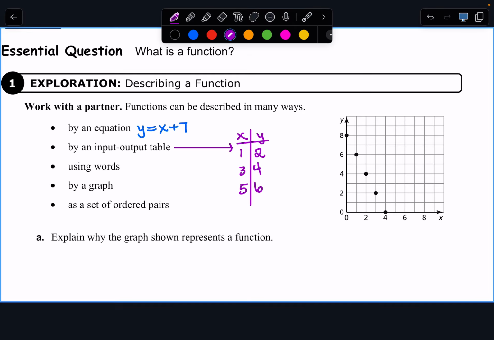Okay? We could have a graph. Okay? I could give you a list of ordered pairs, and what that would look like is we would have this little squiggly brace, and I would say, okay, I have the coordinate 1, 1. I also have the coordinate 2, 3. I also have the coordinate 3, 5.